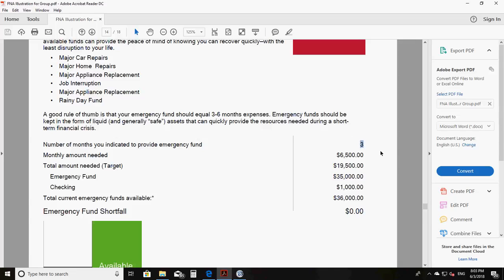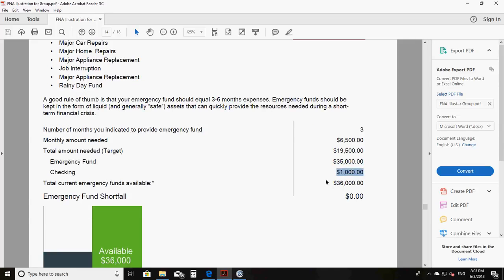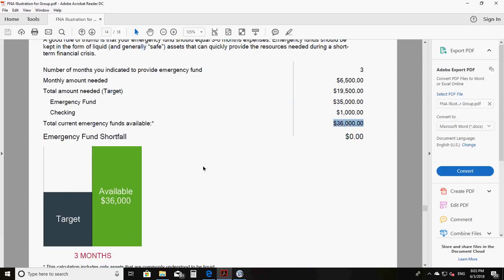Remember, I said the earmarked allocated metric was 3 months in the software. This particular family has $6,500 a month in expenses, so that's a total target of $19,500. Now, we found out in the Tier 3 they had $35,000 in an emergency fund, another $1,000 in the checking account, so $36,000 is what they have saved versus the goal of $19,500.